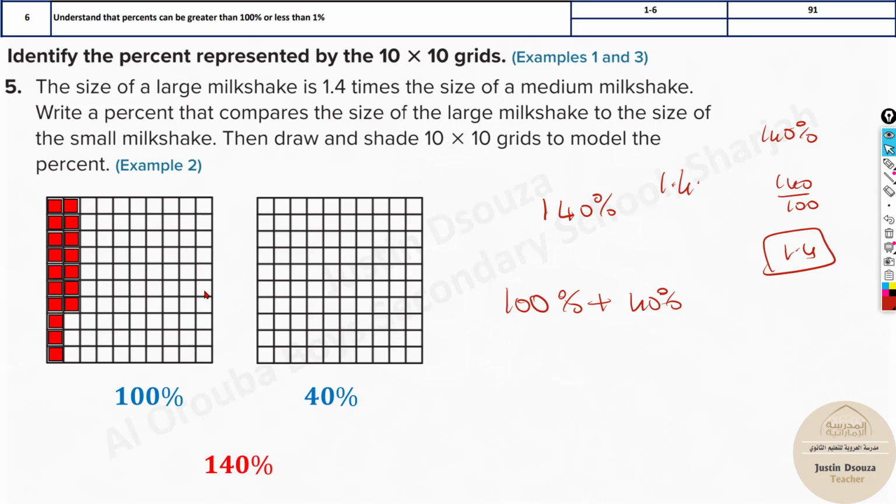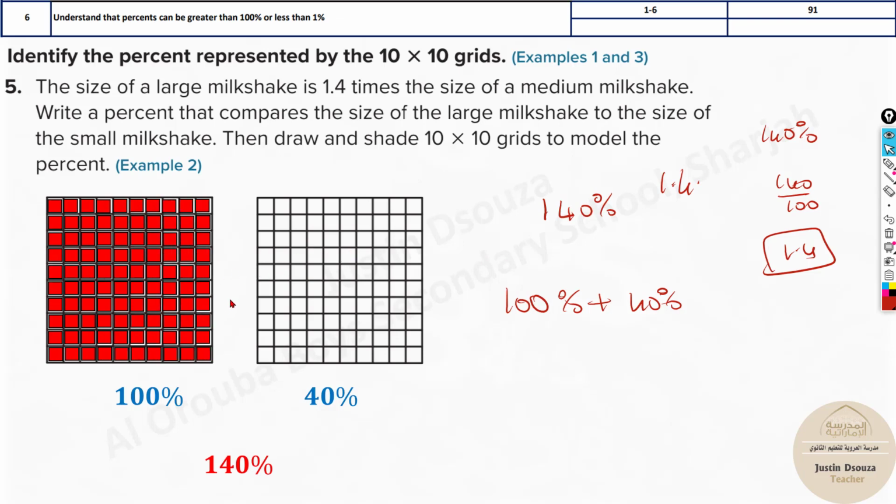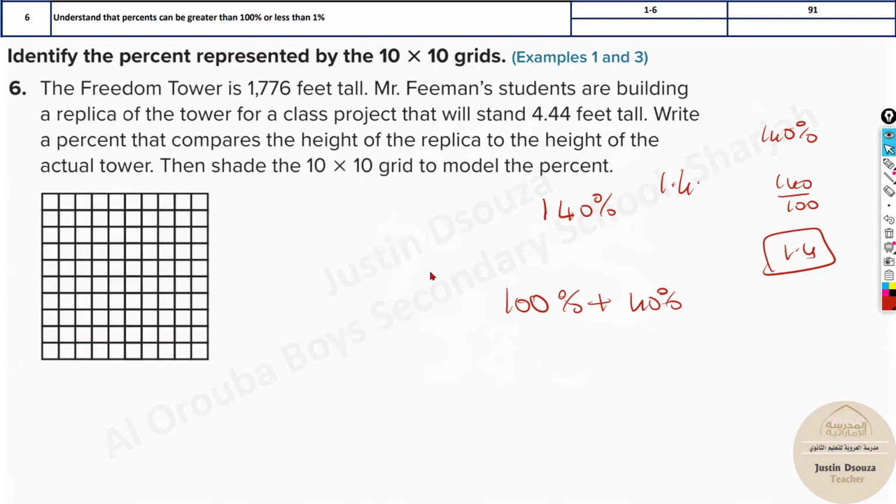So you should just start shading. Over here, 1, 2, 3. This entire thing will be going on. Okay, you can see it's 1, 2, 3 like this. All the 100, and over here there will be 4 rows. So this will be the answer. 140. I hope this is clear.